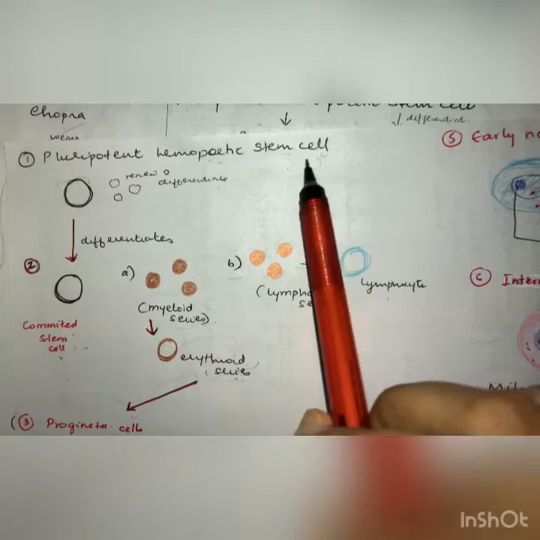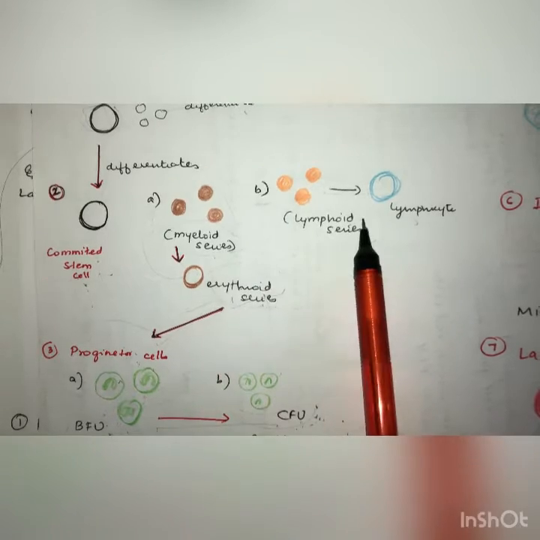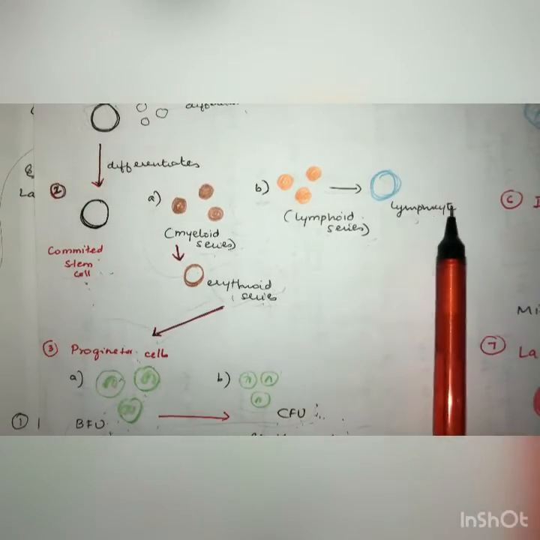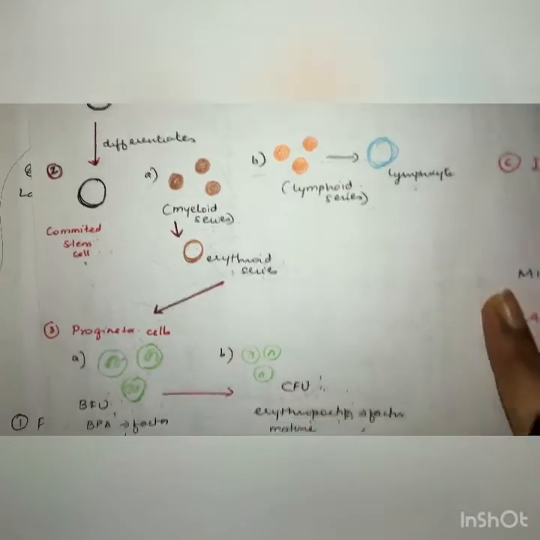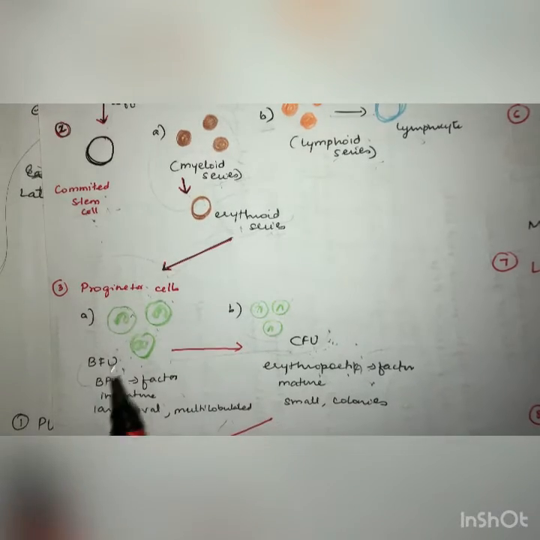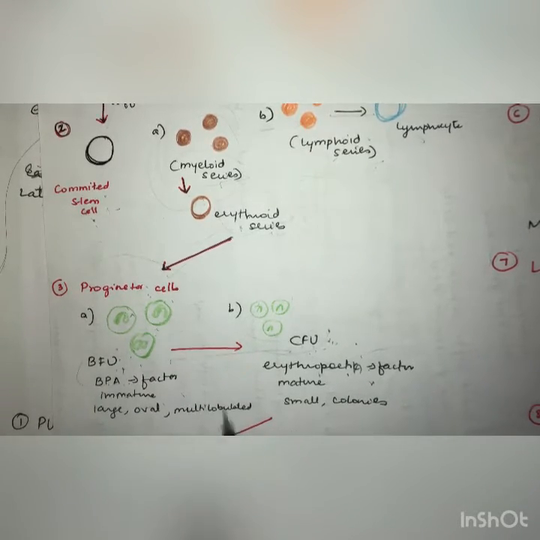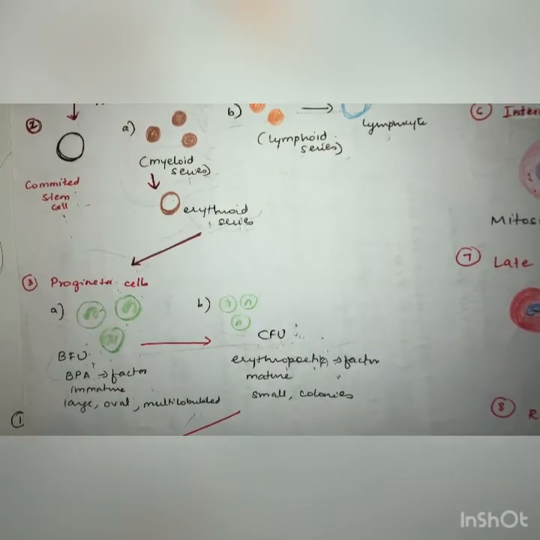So let's revise the steps very quickly. Pluripotent hemopoietic stem cell, they differentiate to form committed stem cell, which are of two series, myeloid series and lymphoid series. The lymphoid series form the lymphocyte. The myeloid series give rise to erythroid series, and these give rise to progenitor cells. The burst forming units, which are immature cells, form the colony forming units, which are mature cells.